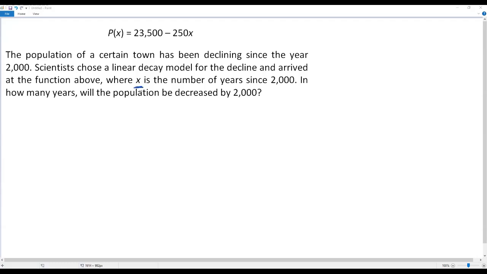Since x represents the number of years since 2000, when I plug in x equals 0, that represents the year 2000. And also if I plug in x equals 0 into the function over here, I'll be getting the population for the year 2000. Okay, let me do it.